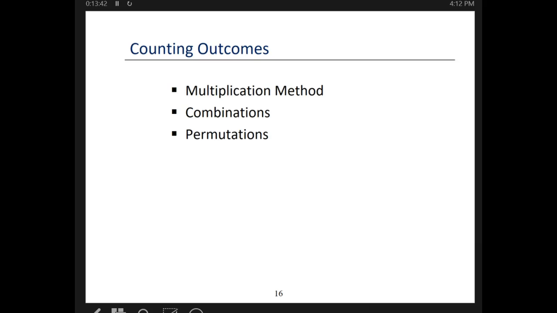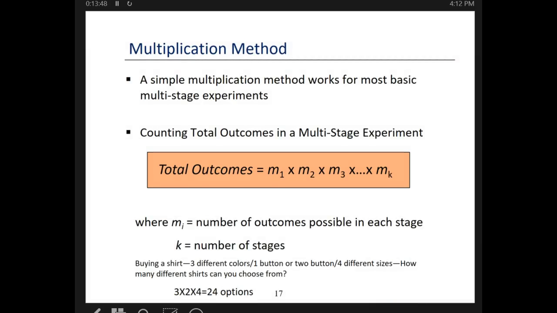Now, counting outcomes: multiplication, combination, permutation. First of all, multiplication. Simple process. How many outcomes to a multi-stage experiment? I put an example down at the bottom. If we go into the store to buy a shirt, we find the shirt in 3 different colors. We find them with 1 button and 2 buttons, and then 4 different sizes. How many different types of shirts can we buy? Simple multiplication method says 3 times 2 times 4. We've got 24 different options available to us.